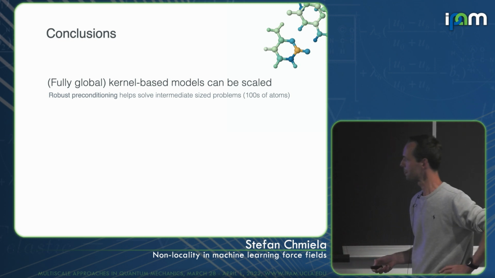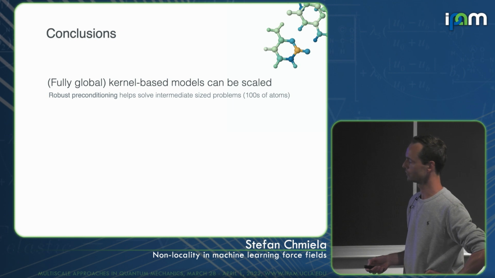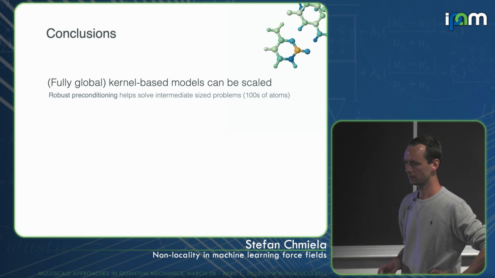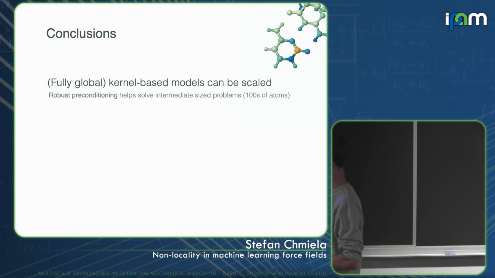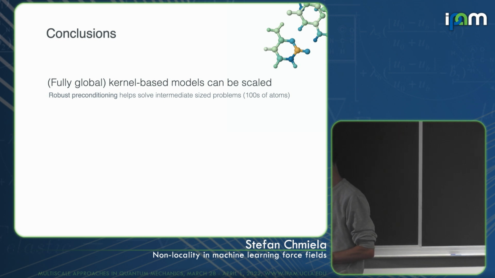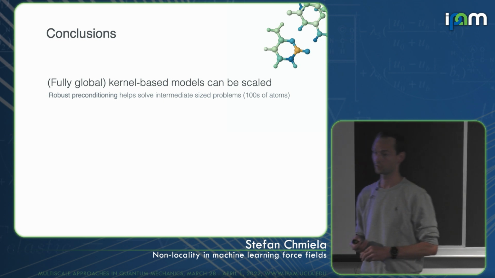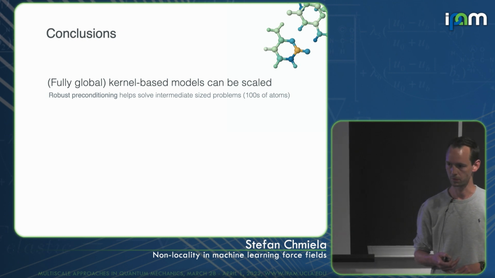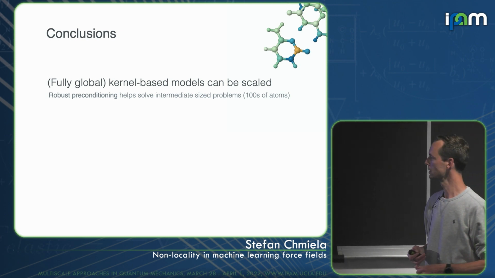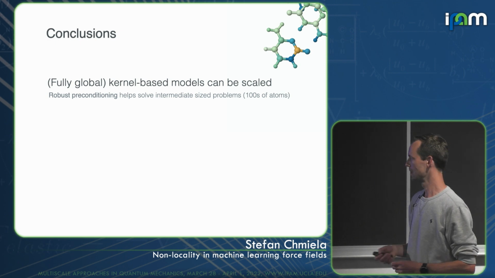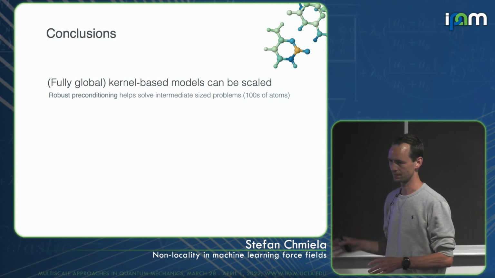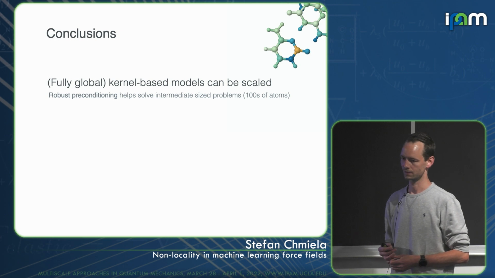Okay, so this is already it. To conclude, I've shown two approaches to scale models so that they allow global interactions and local interactions at the same time. The first of which is to just improve the numerics, and this is where we scaled the SGDML model using a preconditioning scheme and an iterative solver to large systems of a few hundreds of atoms. This is ultimately limited by the fact that it's a quadratically scaling algorithm.